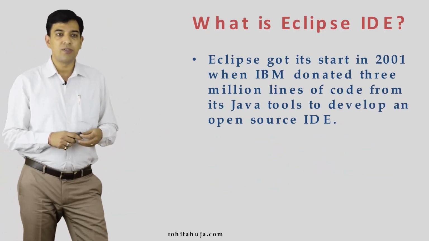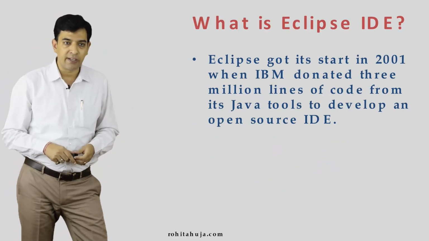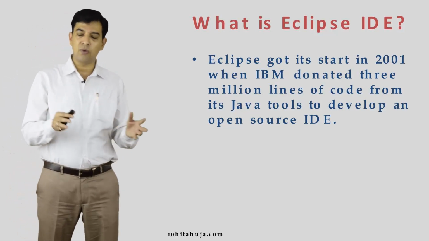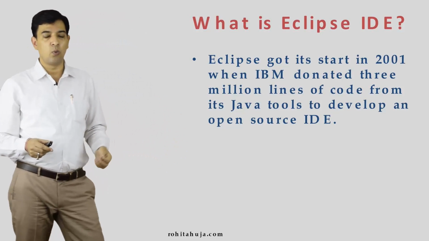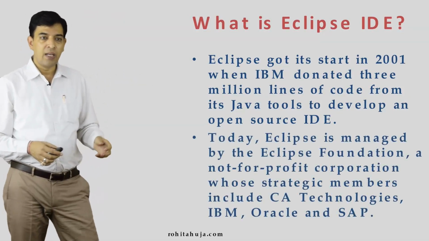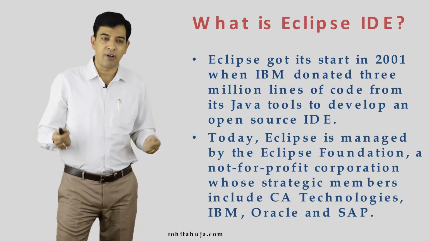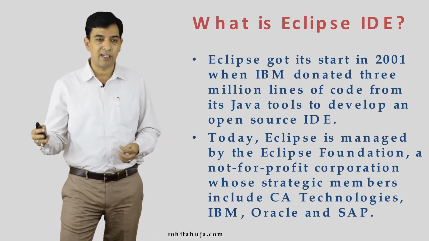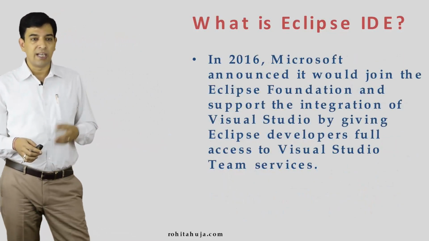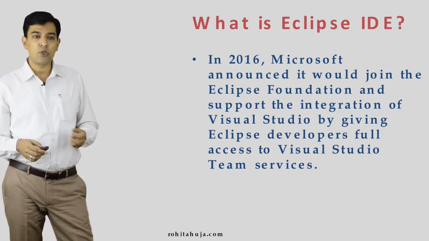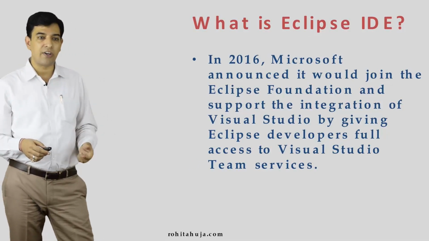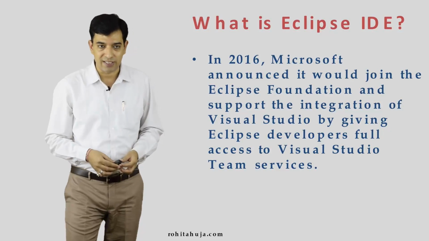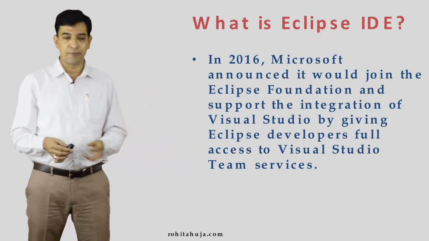Eclipse got started in 2001 when IBM donated 3 million lines of code from its Java tools to develop an open source IDE. So that's how Eclipse got started in 2001, and it was an initiative from IBM. Now today Eclipse is managed by the Eclipse Foundation. It's a non-profit organization which is managed by CA Technologies, IBM, Oracle and SAP. Now one good thing about Eclipse, in 2006 Microsoft announced it would join the Eclipse Foundation and support the integration of Visual Studio by giving Eclipse developers full access to Visual Studio Team services. So this is something good for Eclipse IDE.